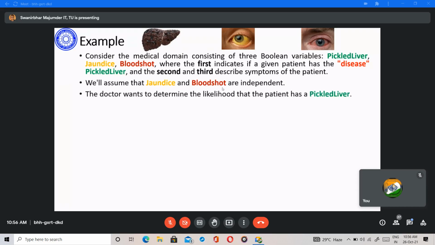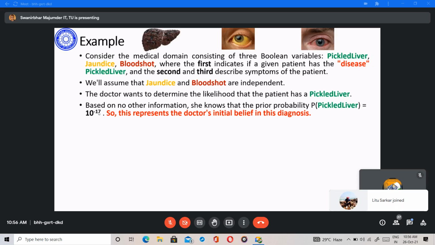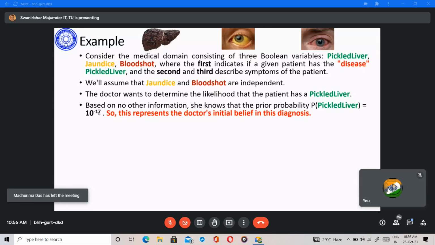Initially, as I want to find the likelihood that the patient has liver cirrhosis, I know that the probability of one person having pickle liver or liver cirrhosis is 10 to the power minus 17. It is 1 by 10 to the power 17, whatever you consider. That is the probability. This is my initial belief: how can this person have liver cirrhosis, he is such a good boy, she is such a good girl, and on top of that he or she says they are not drinking. So there is very little chance of he or she having liver cirrhosis. That is the initial belief, or initial probability.